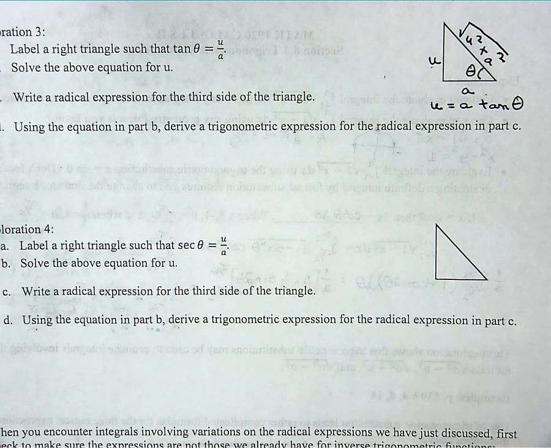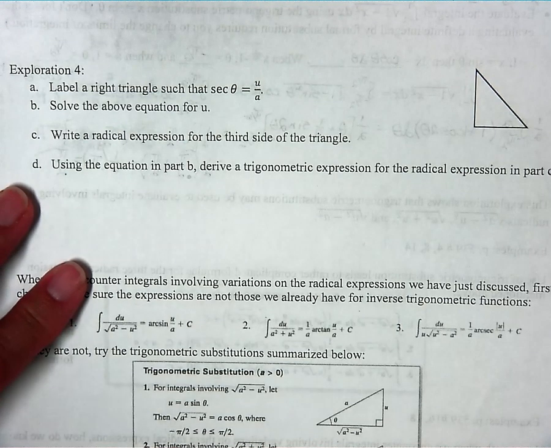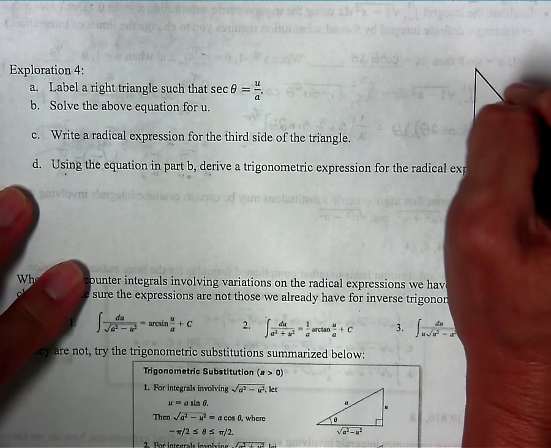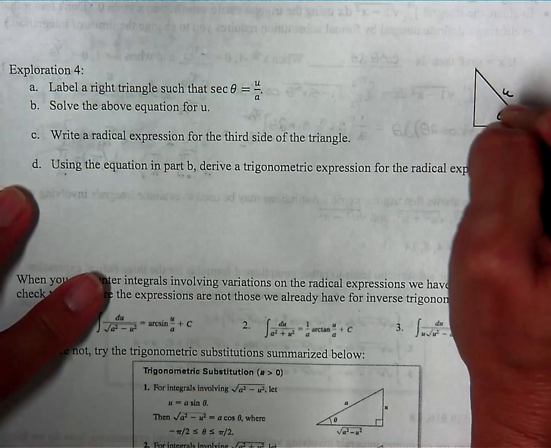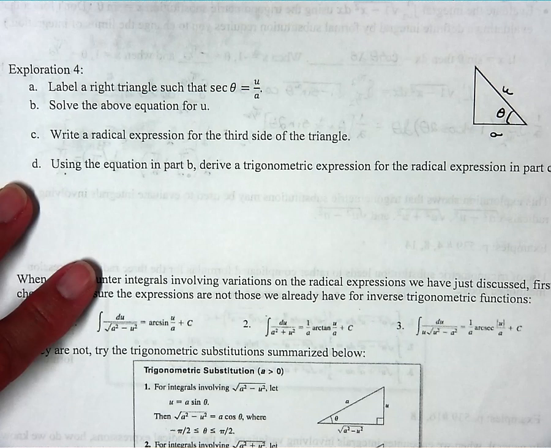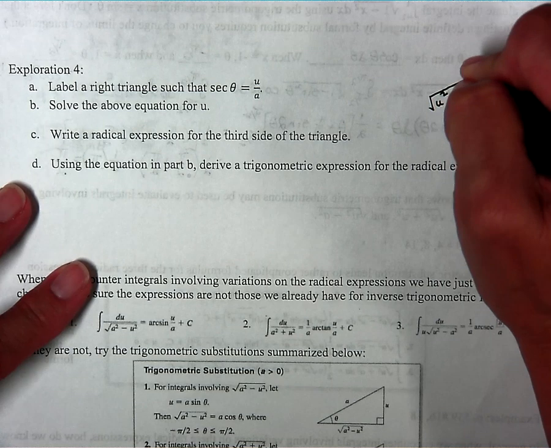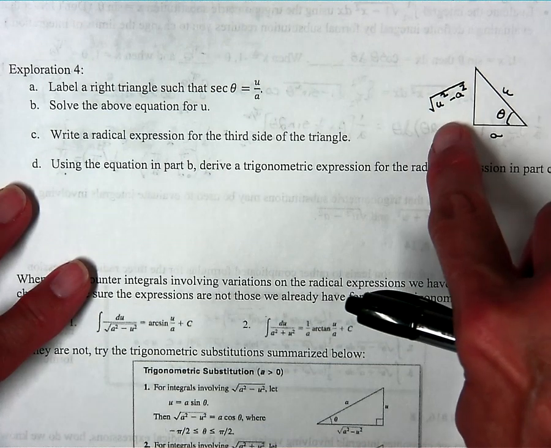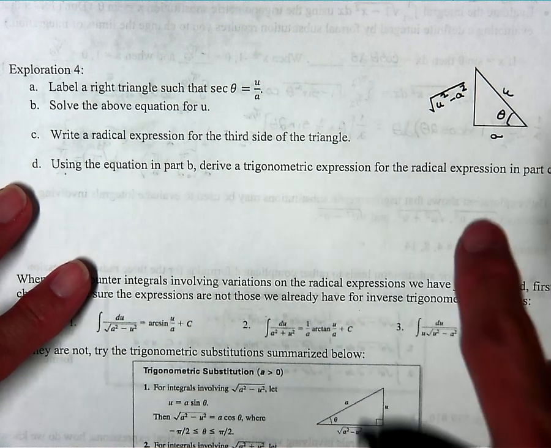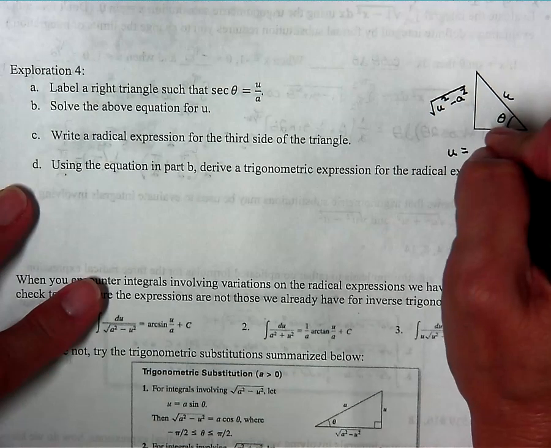All right, so one more triangle. Label a right triangle such that secant theta equals u over a. So here's theta. Secant's 1 over cosine, and so it's hypotenuse over adjacent. Hypotenuse must be u, adjacent must be a, and what is the opposite side? And so when I have a radical in the form function squared minus constant squared, then what trig substitution am I going to use? U equals a secant theta.